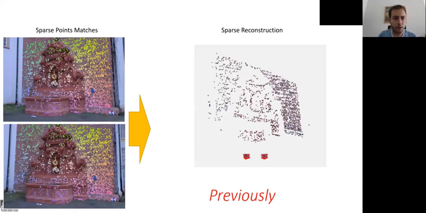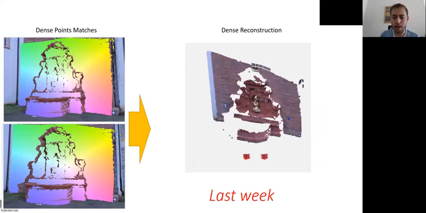Last week we talked about dense reconstruction. Previously in the course we showed how to get sparse point matches to extract cameras and triangulate points to have sparse reconstruction. Then last week we showed how we can use these initial camera poses to get many more point correspondences for a dense reconstruction.